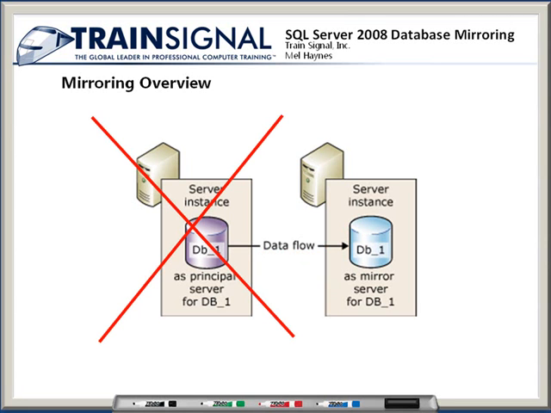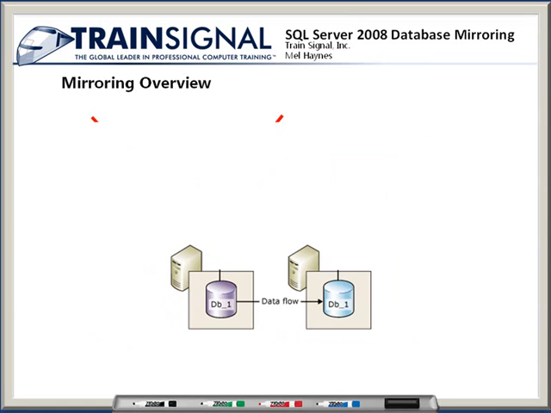Now, in the event that my primary server goes offline, whether it's intentionally, a planned outage, or something goes wrong catastrophically, I can then move my processing from my primary server to my mirror. Now, we'll look at different methods and different ways of doing that, but the bottom line is you get your clients up and running again as quickly as possible.